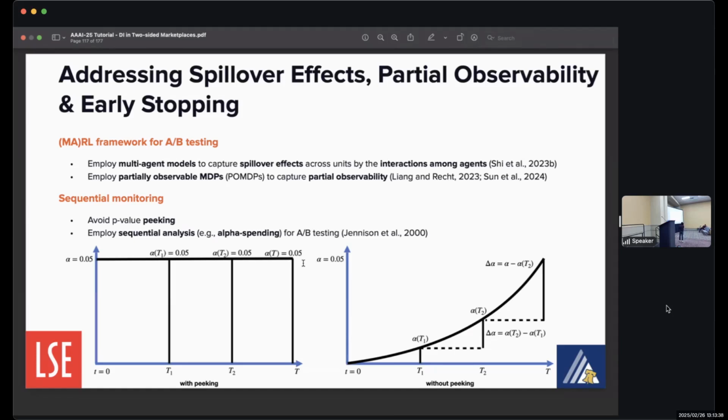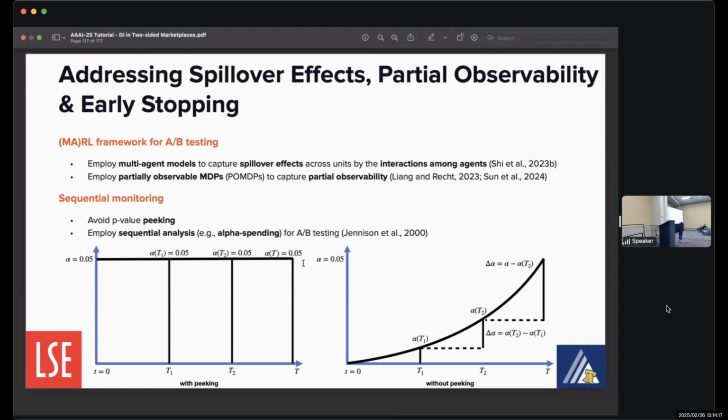And finally, the third challenge corresponds to early stopping. And to address this challenge, we can use sequential monitoring. So the idea here is that we can monitor the average treatment effect sequentially over time. So for instance, if you look at these figures, here this capital T denotes the total number of observations that we will receive after the experiment. So instead of conducting the experiment only at the end time point, we can also apply A/B testing at some intermediate time points, such as at time points T1 and T2.